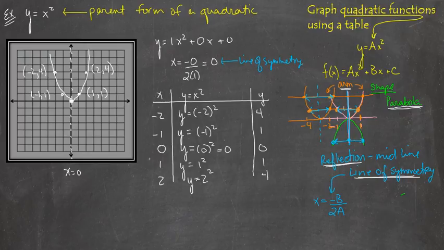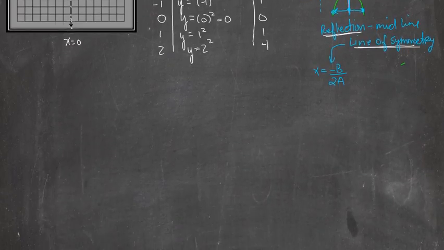Any horizontal line will give you 2 outputs for the curve, and the outputs are exactly the same on either side. And the axis of symmetry is identified as the line x equals 0. Let's do another example of graphing a quadratic using a table.